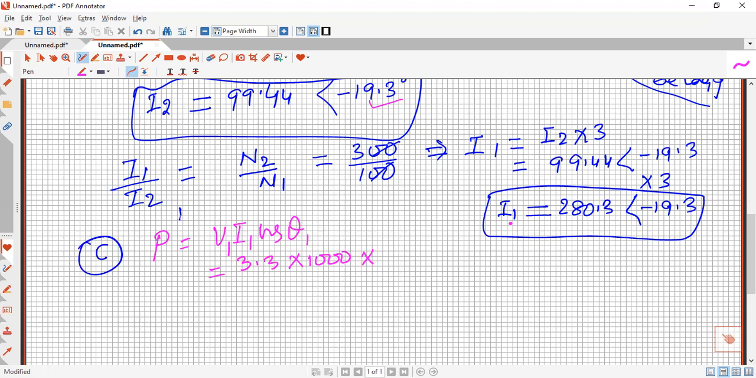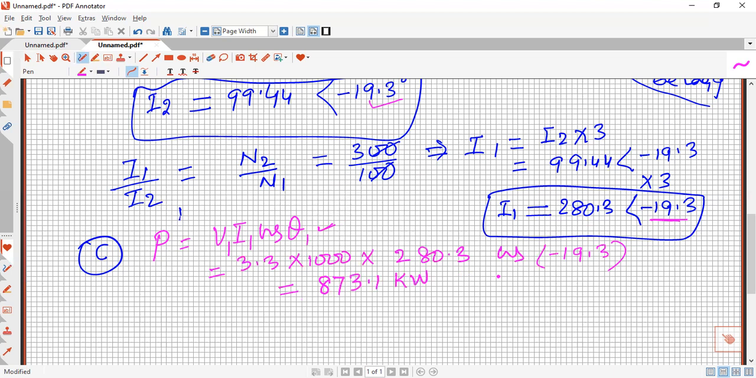And I1 is how much? I1 just calculated 280.3 cos, and theta is the angle between voltage and current. So we need to put 19.3, and after solving this, we will get the value of real power, which is approximately 873.1 kilowatt. So real power is known.